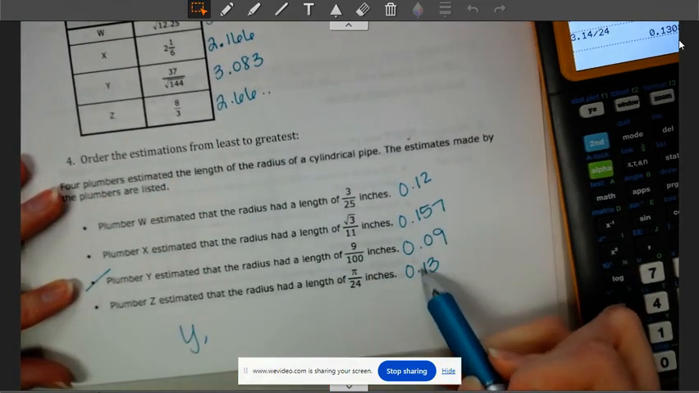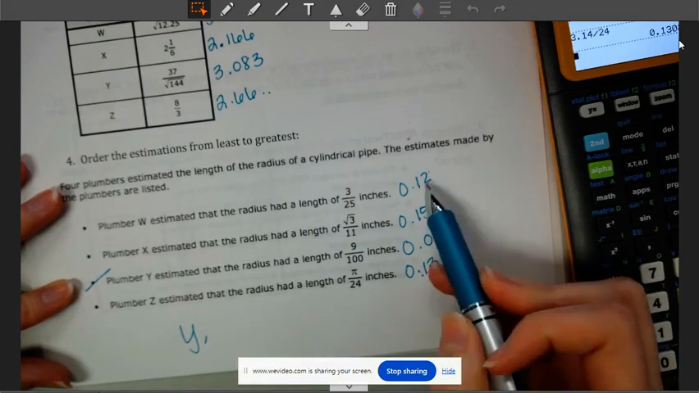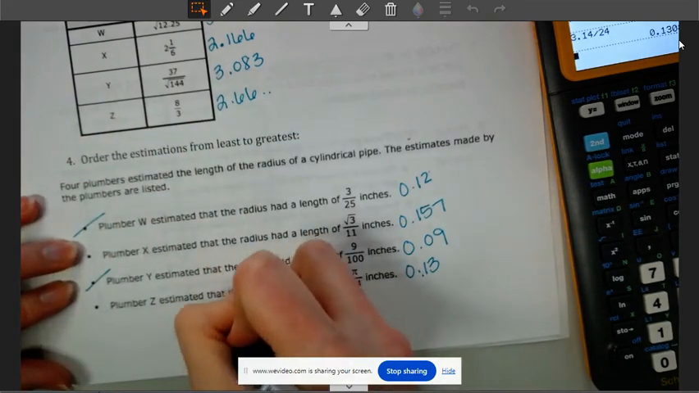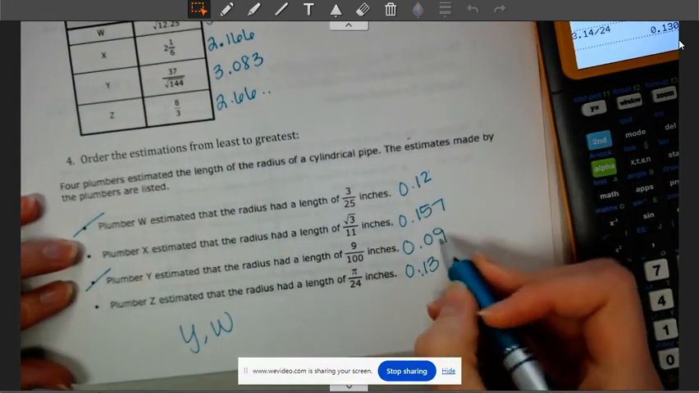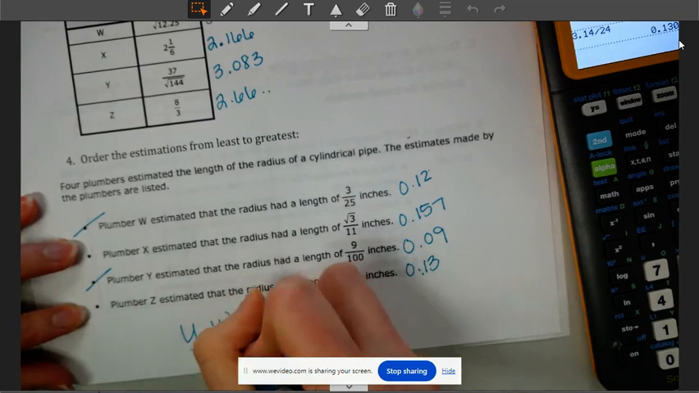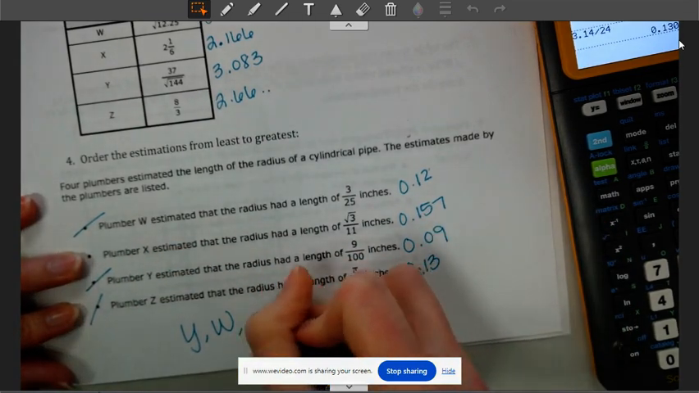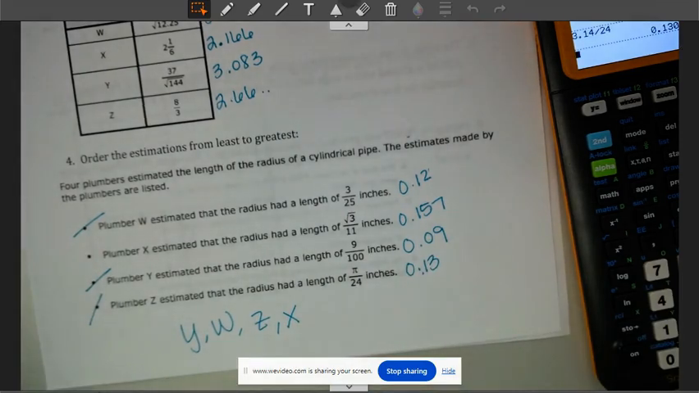Then we have ones for all the rest, so we're going to look at the hundredths place. The hundredths place for W is a 2, so that is the smallest, so we're going to have W. Then between the 5 and the 3, the 3 is the next smallest, so we have Z. And then with the 5, we would have X. So that is in order from least to greatest.